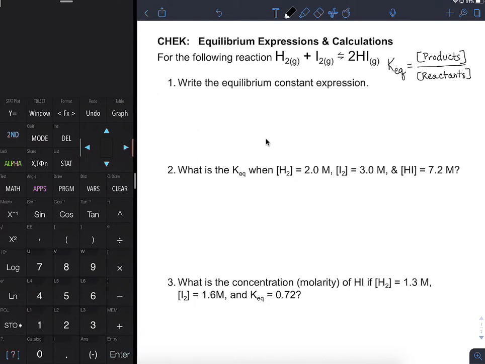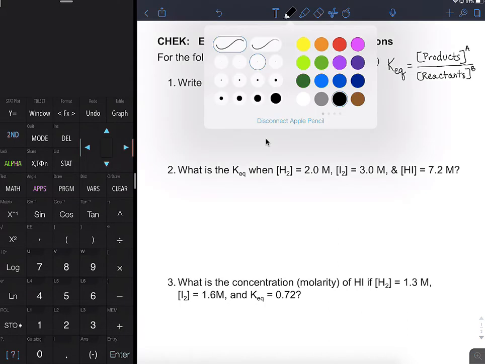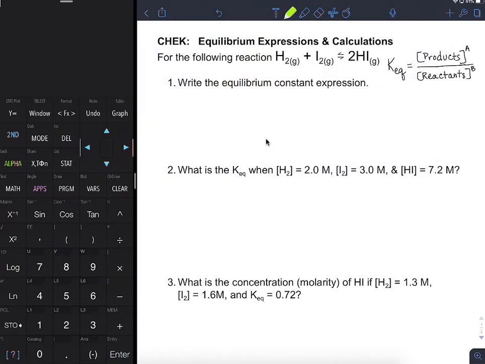So I'm going to put just a generic A up here and a generic B down here. It's important to know that there are no units for KEQ. So just so you don't forget, there are no units here. So let's go ahead and take a look at an example.